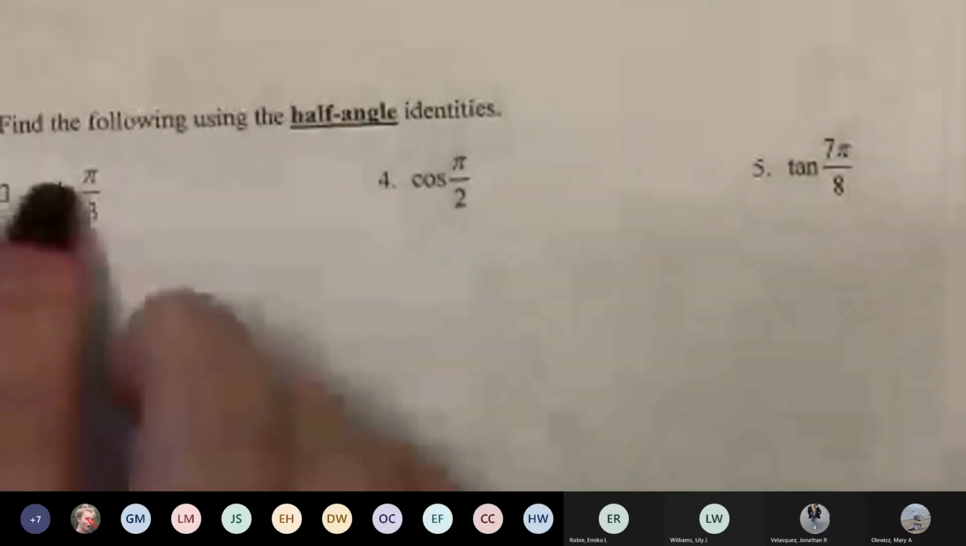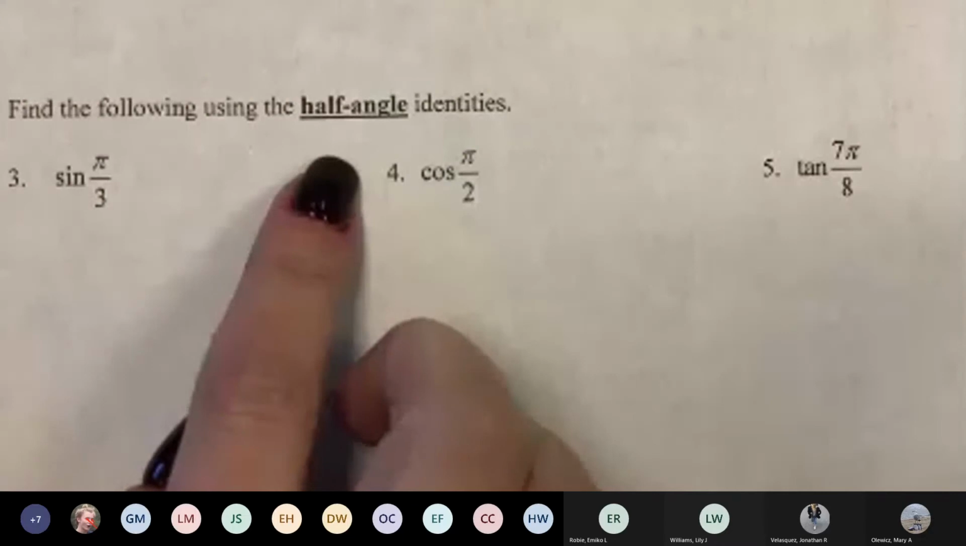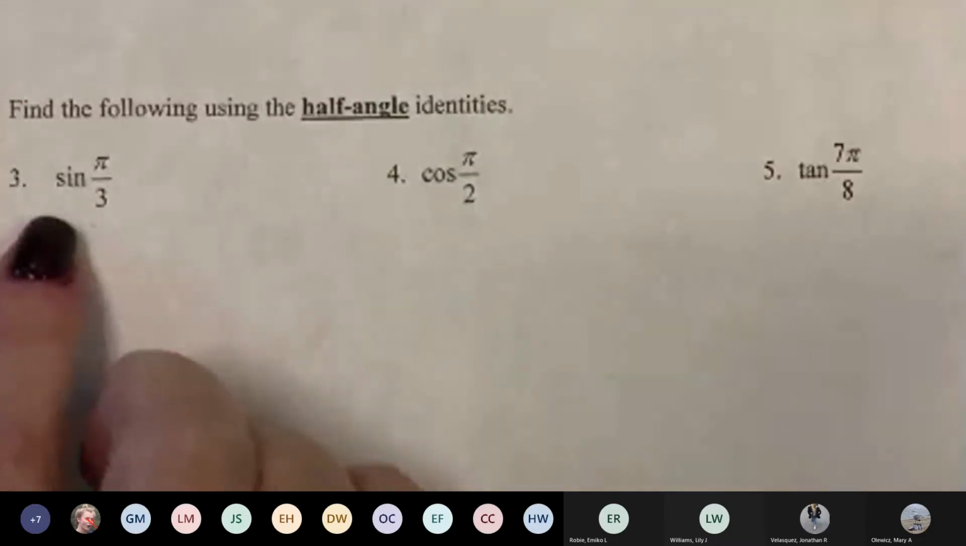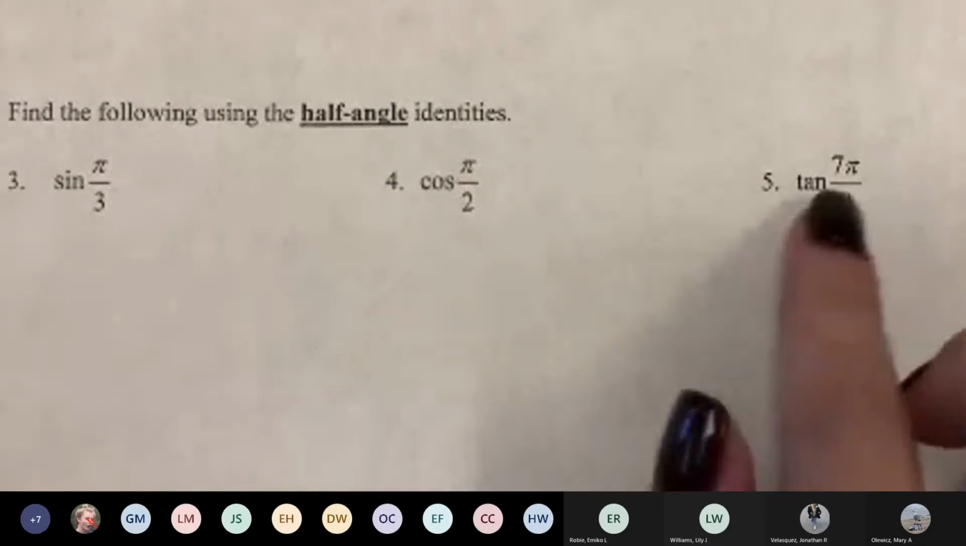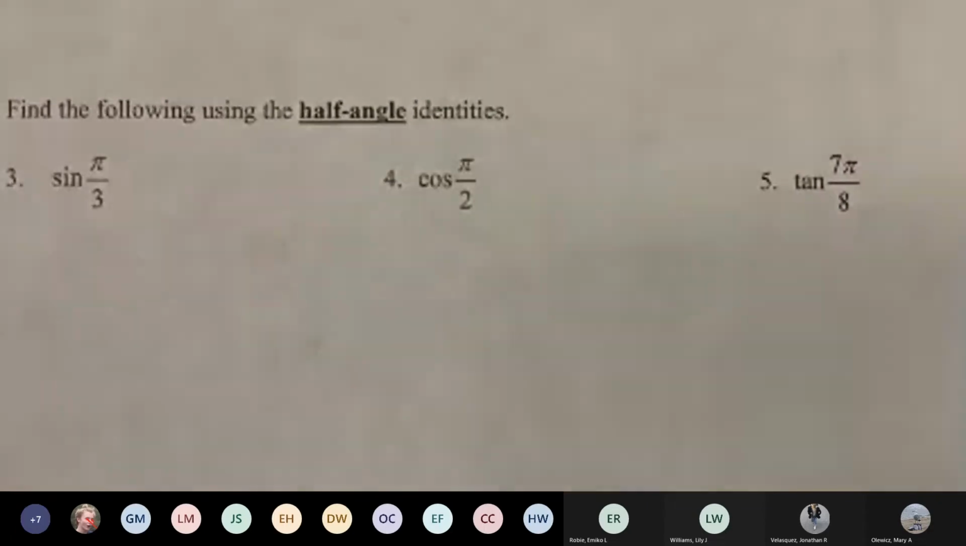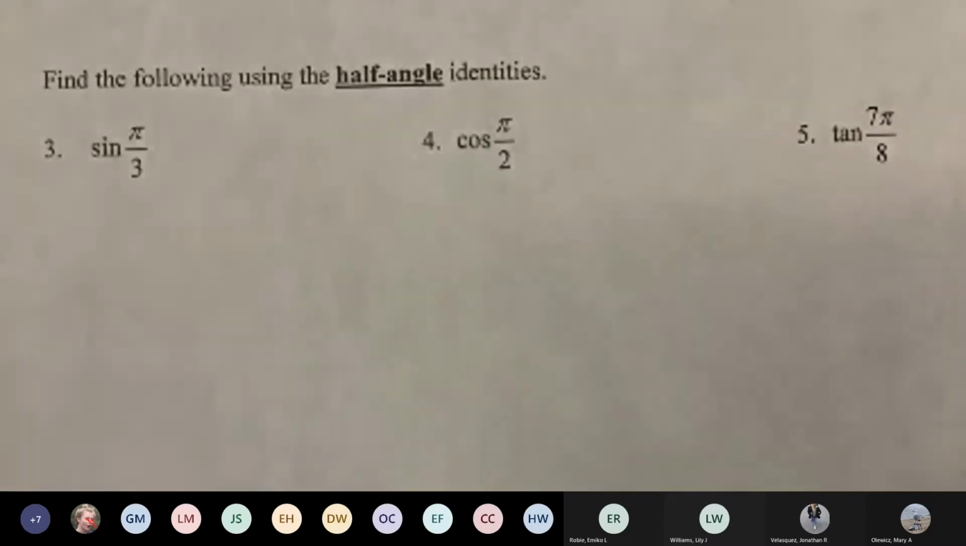Then there are 3 problems at the bottom, okay? These are like the ones that we did just then. Those are those half angle problems. You're going to do sine of pi over 3, cosine of pi over 2, tangent of 7 pi over 8. These are the ones where you start by multiplying whatever that angle is by 2. Notice how different the directions are. Hopefully that will give you a clue about what you're supposed to do.